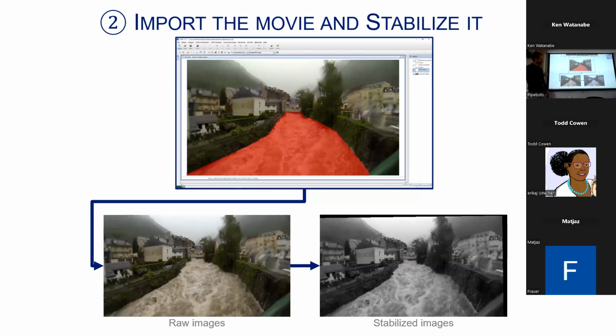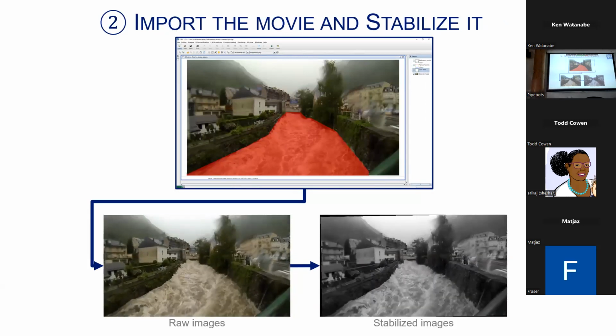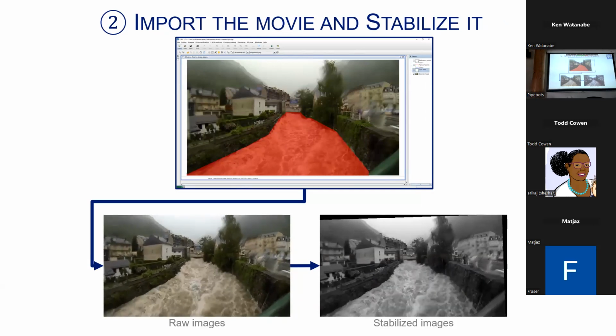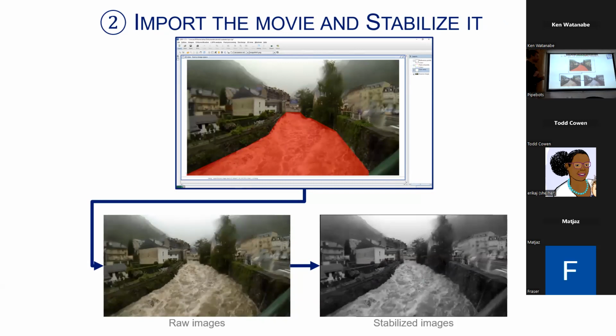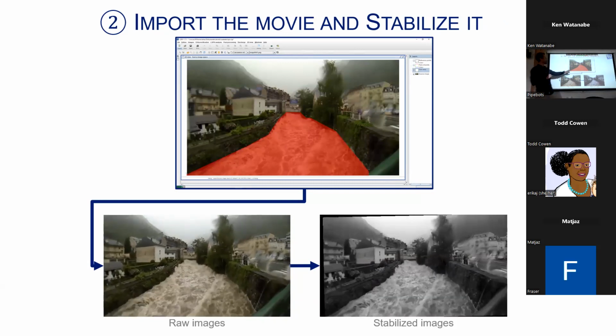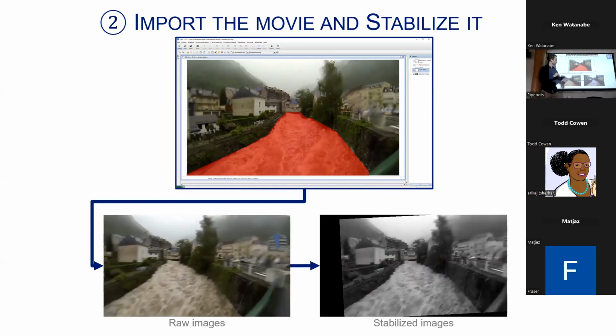Then the software will start by stabilizing the video, especially when you are doing videos with drones at low altitude or with a handheld smartphone moving a little bit. We use a stabilization algorithm where you cover the river, because you don't want to stabilize on a moving object like the river.